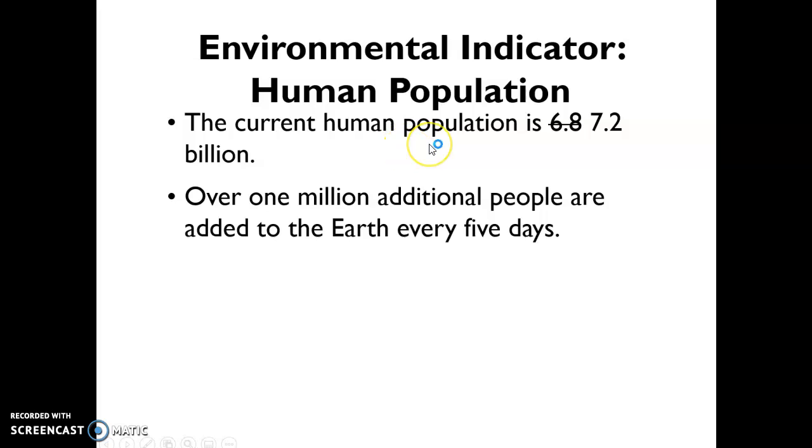The current human population size, when I first started using this textbook, was 6.8 billion people. Then it was 7.2 billion. Now we're close to 7.4 billion. Think about the idea of what a billion is. If you're interested in trying to understand why you can't understand a number that's so big, I do have an additional video posted on Moodle that you can view to help understand this concept of billion. Over 1 million additional people are added to Earth every 5 days.